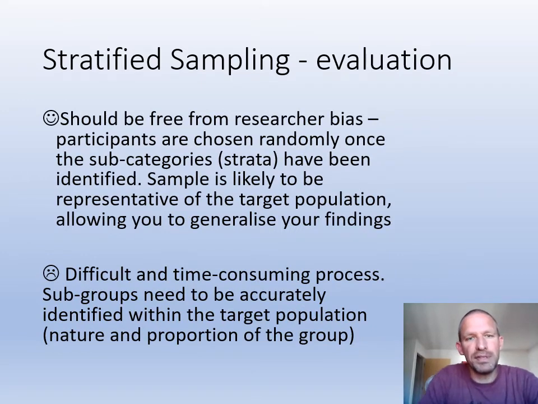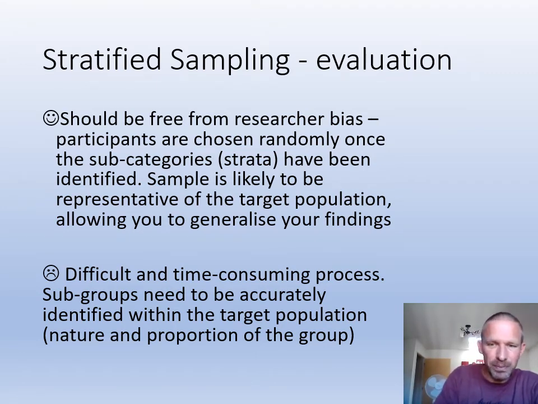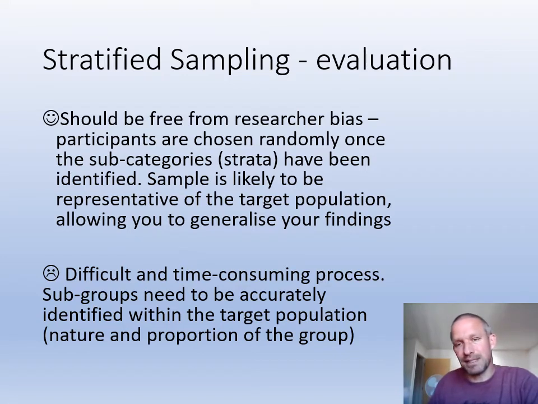So, pros and cons. Again, shouldn't be room for researcher bias, because once you've decided on these groups, then you would randomly select the participants from those groups to take part. Okay, so that should get rid of researcher bias. And the key thing with this, it really should represent the target population. If you've got the right quota for each different subgroup, then you really should be able to generalize it to the whole population.